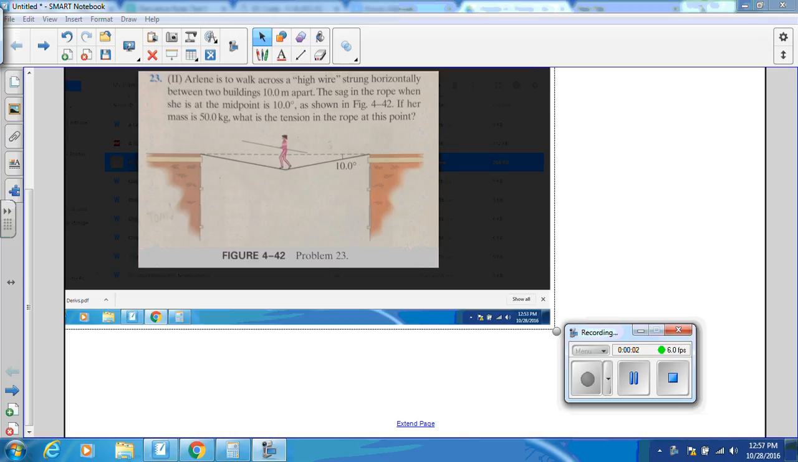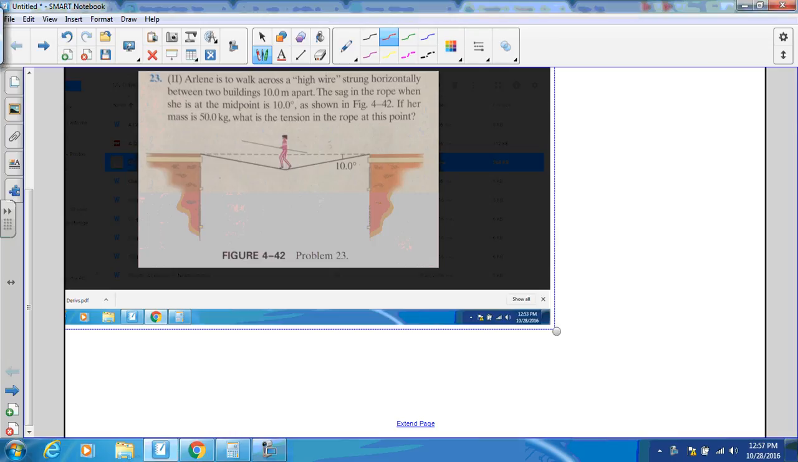Howdy. I wanted to take a look at problem number 23 from your textbook, in which Arlene is to walk across a high wire strung horizontally between two buildings 10 meters apart. The sag in the rope when she is at the midpoint is 10 degrees, as shown in the figure. If her mass is 50 kilograms, what is the tension in the rope at this point?